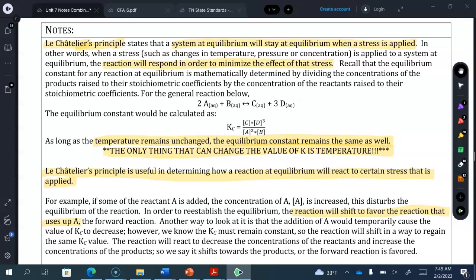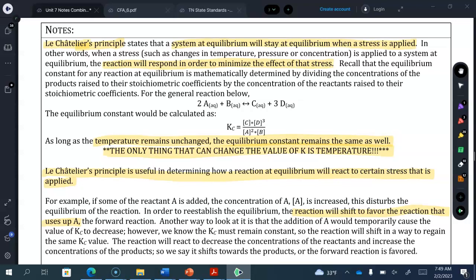Recall that the equilibrium constant for any reaction at equilibrium is mathematically determined by dividing the concentrations of the products raised to their stoichiometric coefficients by the concentrations of the reactants raised to their stoichiometric coefficients. For the general reaction given below, the equilibrium constant would be written as follows. As long as the temperature remains unchanged, the value of the equilibrium constant will remain the same. The only thing that can change the value of K is temperature.